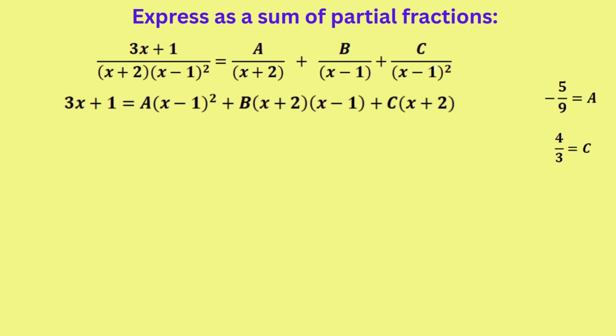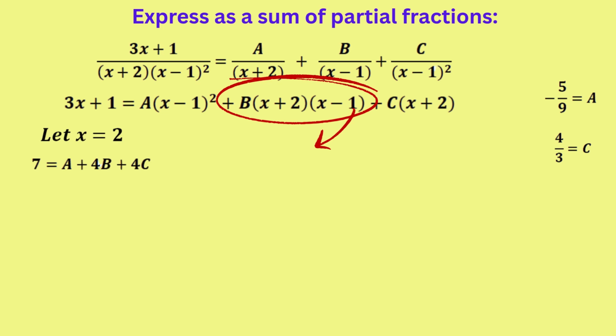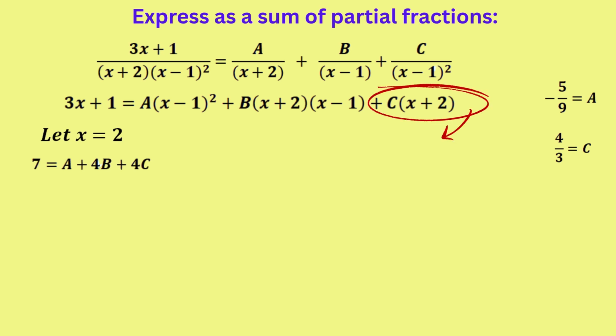We now need to find the value of b. There is no other value of x that will eliminate a and c to give us b. We could use any value, so let's use x equals 2. So on the left, it's 3 times 2 plus 1, which is 7. On the right, 2 minus 1 squared is 1, so we get a. Then x plus 2 times x minus 1 will be 4 times 1, so 4b. The final bracket will be 2 plus 2, so 4c.